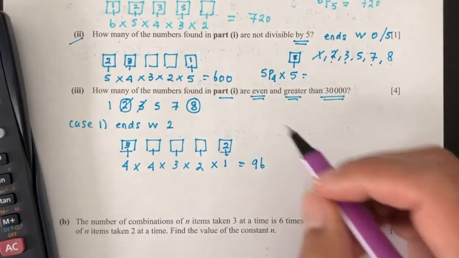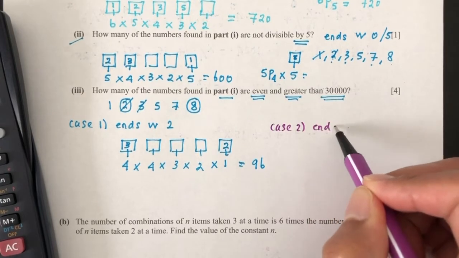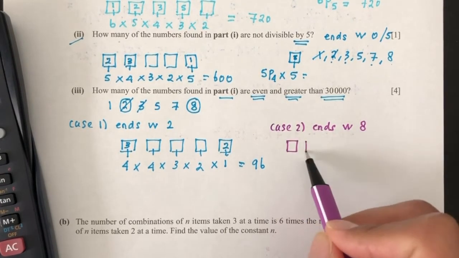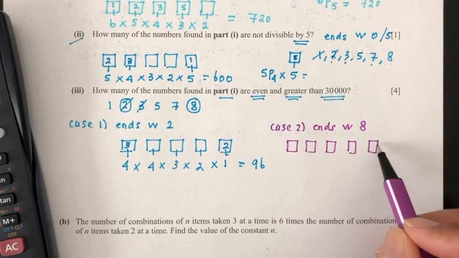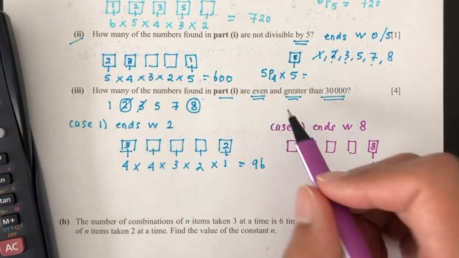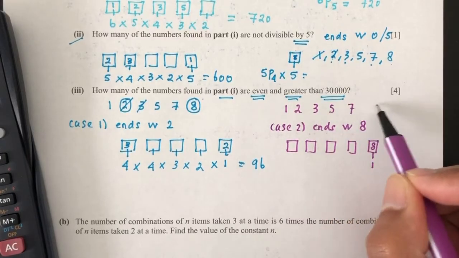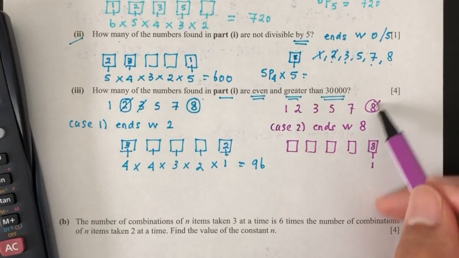So now you have case number 2 where it ends with 8. Same steps. You have 5 boxes. You have chosen 8 already, so that will be only one option. So let's say 1, 2, 3, 5, 7, 8. So 8, only one option, so that will be gone.